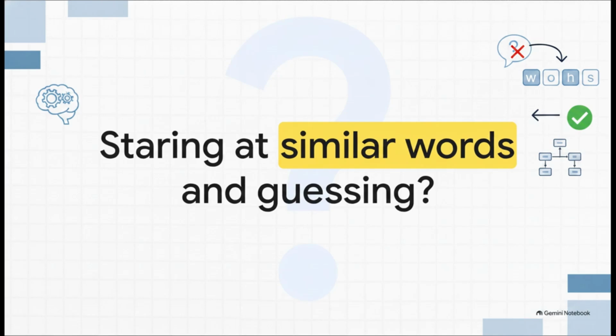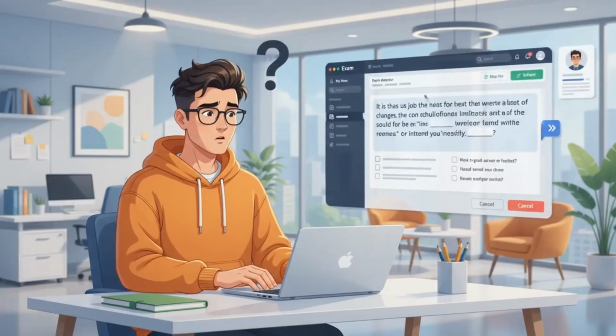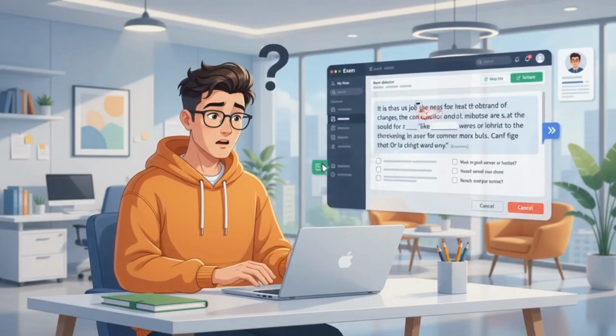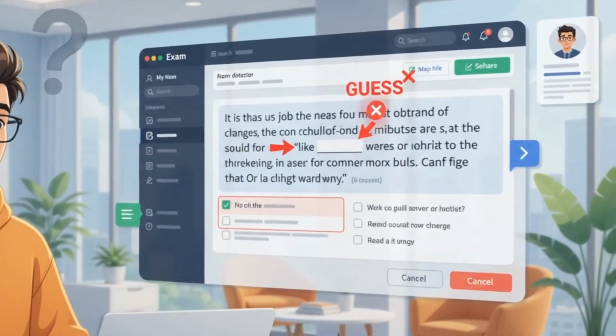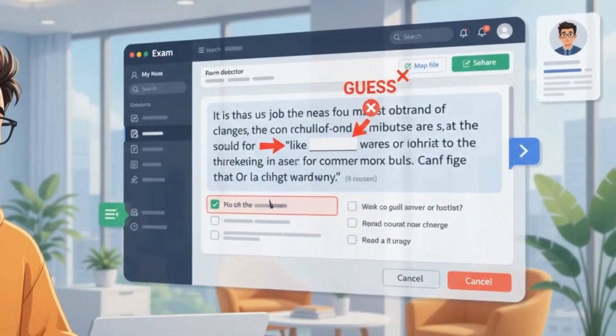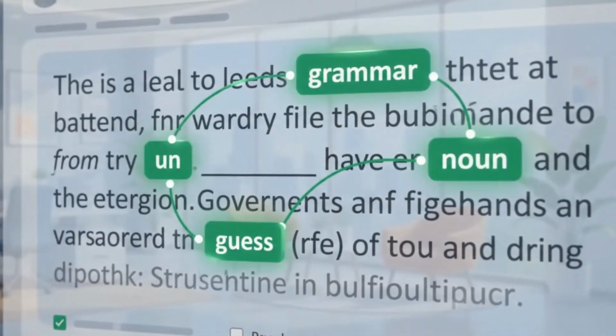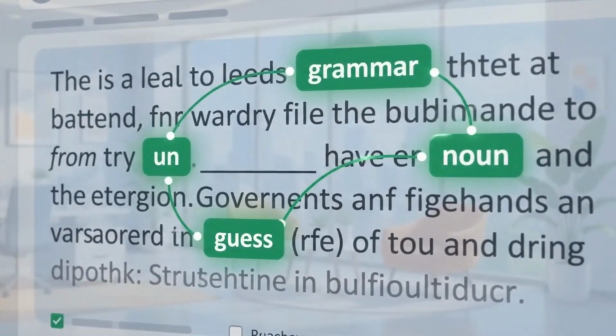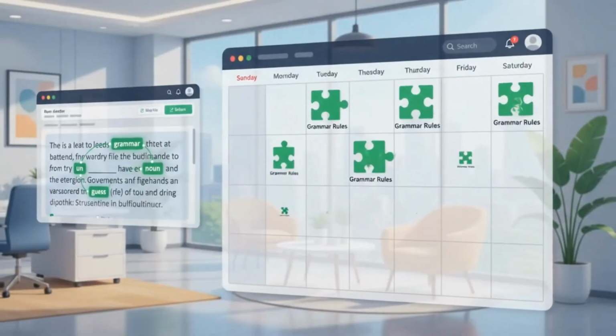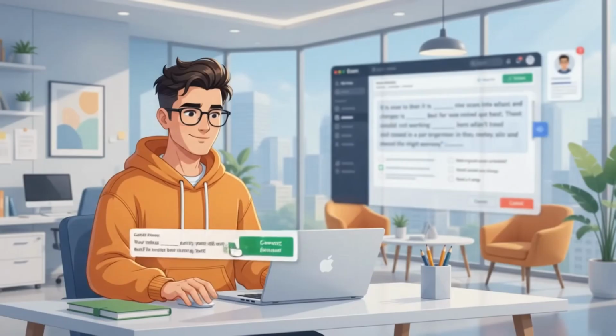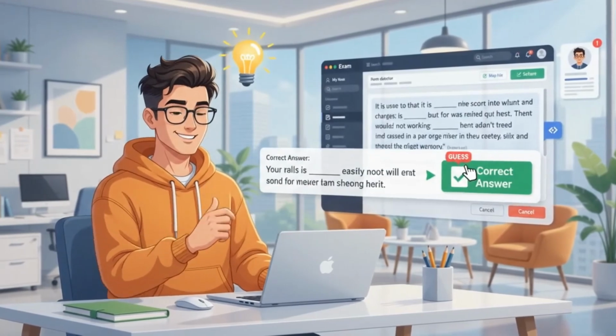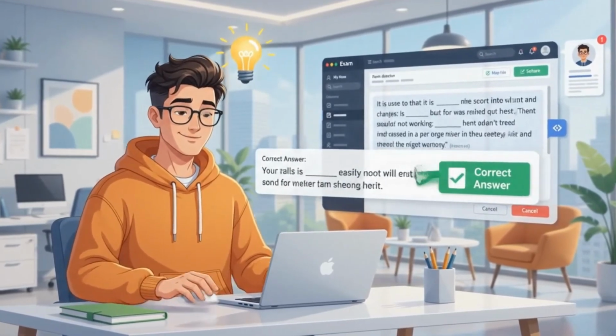Instead of agonizing over the meaning of a tricky word, you need to look at the grammar rule around the blank. These rules repeat in every single PTE exam. Once you know the patterns, you don't even need to understand every single word in the paragraph. You just follow the rule, find the answer, and move on. Section 2. The word types cheat sheet. Before we learn the rules, we need the basic building blocks.